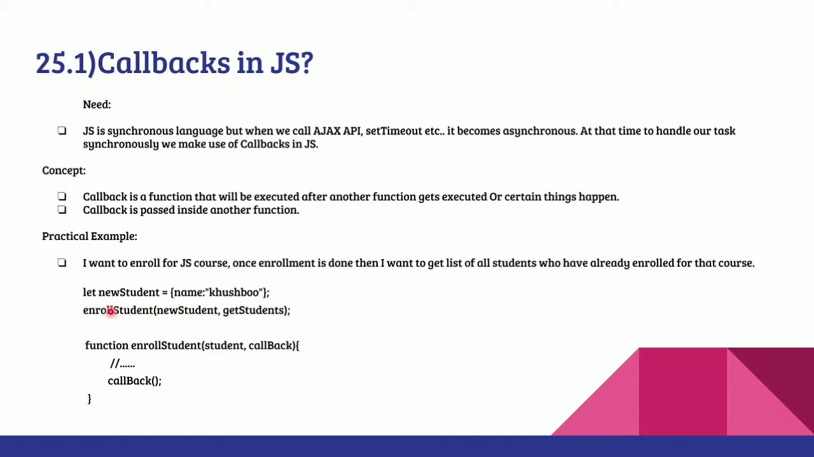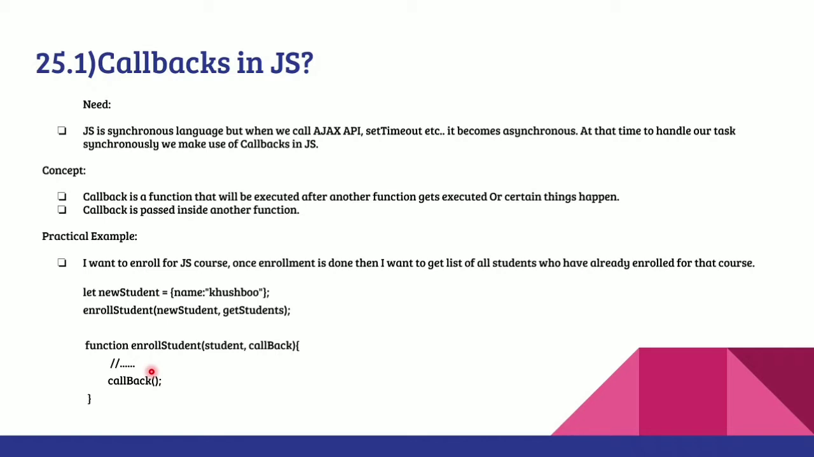At that time, what we will do is, in the enrollStudent function, we will pass two parameters. First, the name of the student, along with the getStudents function, which will print the names of all the students. Then in the enrollStudent function, we will first execute all the tasks related to the enrollment of the student. Once the enrollment of the student is done, only then we will call the getStudents function to get the list of all the students. So here one function is passed as a parameter to another function. In this way, callback works.